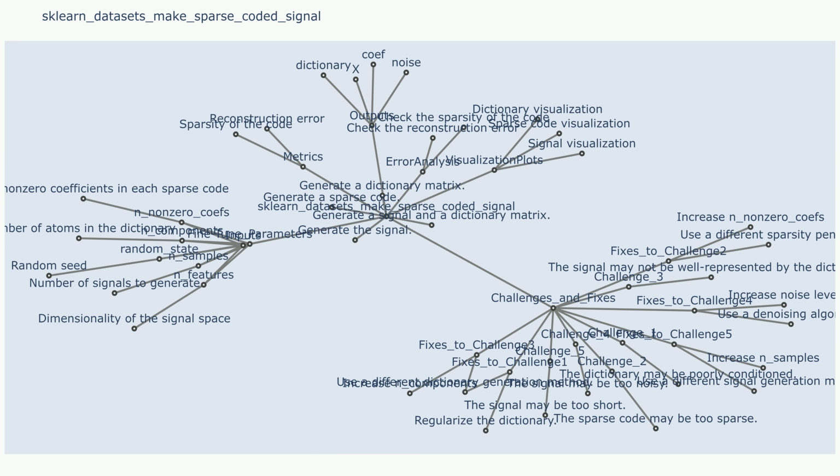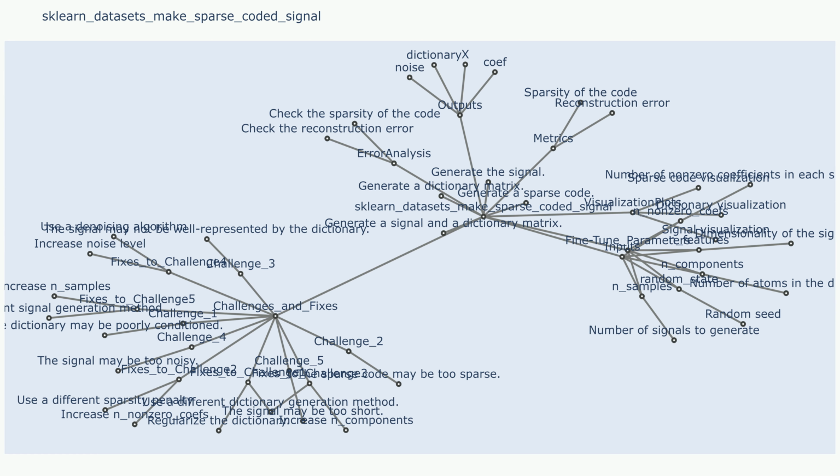sklearn.datasets.make_sparse_coded_signal. Description: this function generates a signal that is a sparse combination of dictionary elements. It simulates the process of representing a signal using a few basis vectors from a larger dictionary. This process is often used in compressed sensing and sparse coding applications.